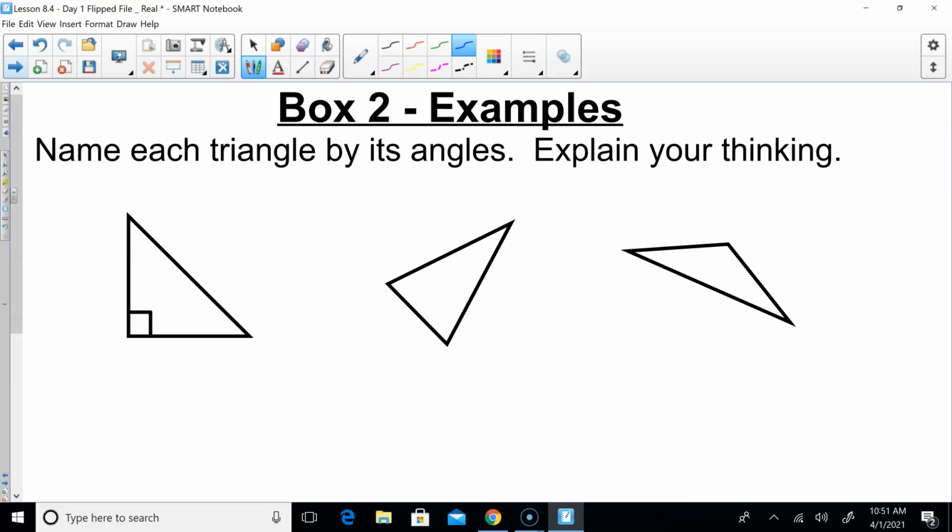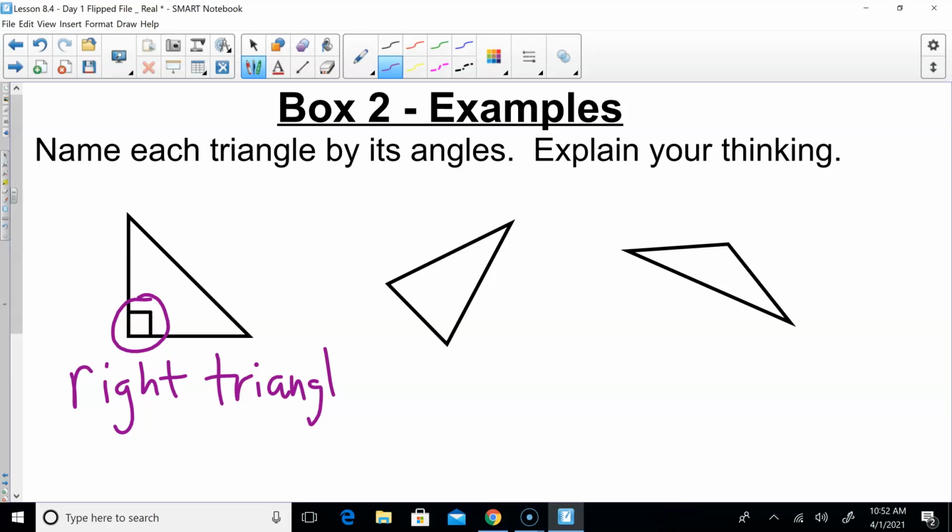Now we're going to name each triangle by its angles and explain your thinking. So as we start to look at this right now, we're going to name each triangle by its angle. The first one that jumps out to me on this page is this one right here. We see this square. We know this square identifies a right angle. So this means this is a right triangle.